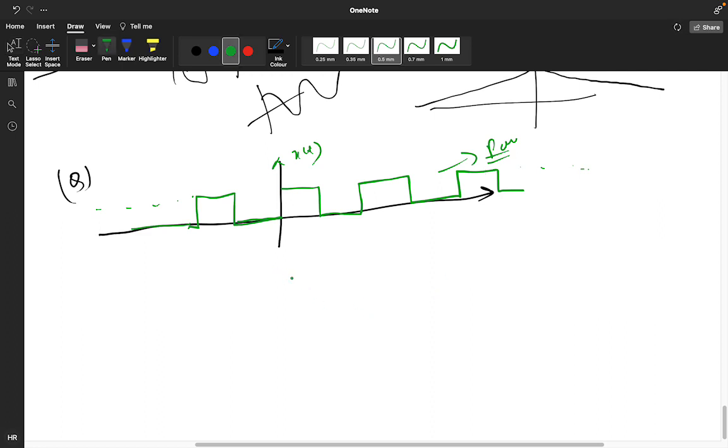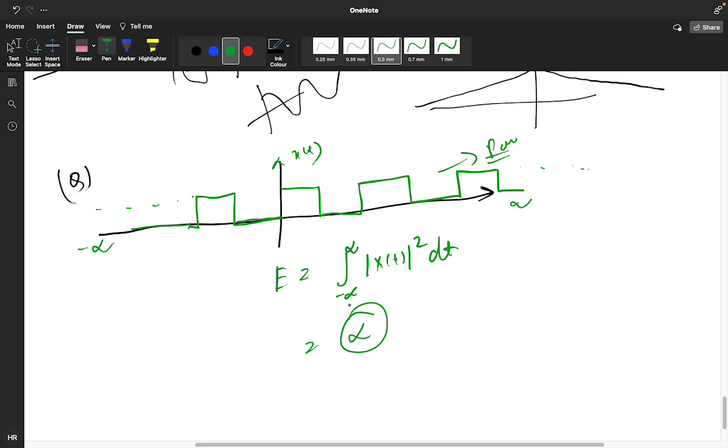And if anyone asks you, if this is a power signal, what will be the energy of this? What is the formula of energy? Integral from minus infinity to infinity of mod x of t whole square dt. The number of pulses here is infinite, and we are doing the integration overall from minus infinity to infinity.